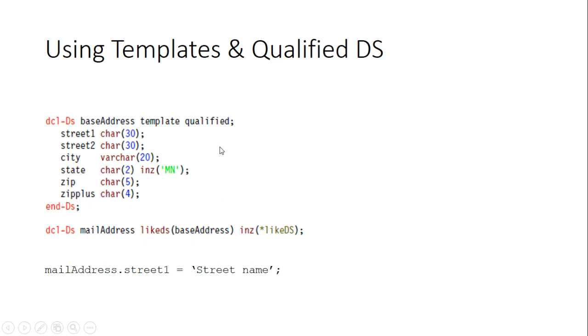And the advantage of qualified is you can have the same variable name available in more than one data structure. You can access it using the data structure name itself. For example, here mail address dot street one will point to this street one. If you have personal address as one more data structure, then you can have personal address dot street one, which will point to the street one of the personal address data structure. But if you don't have qualified given, then you cannot do that. It will throw an error.